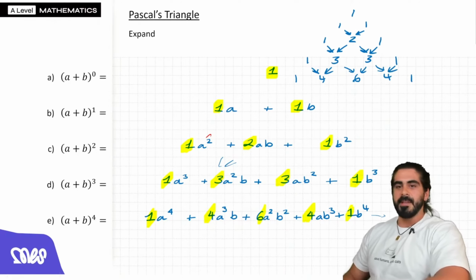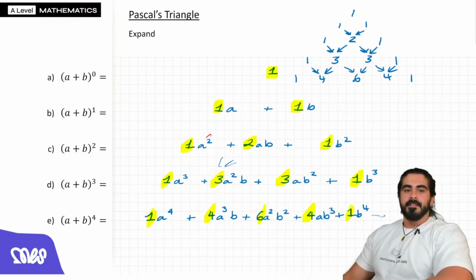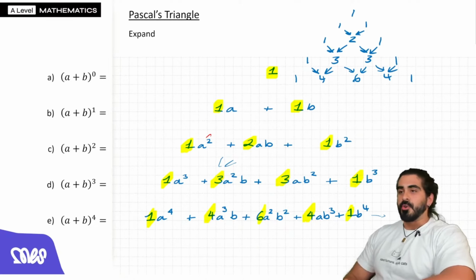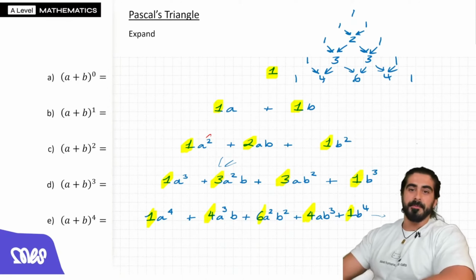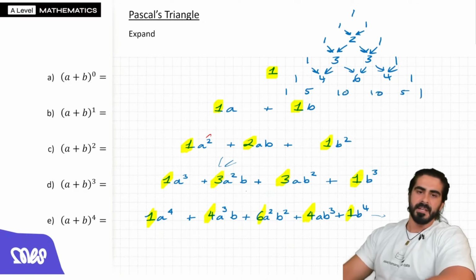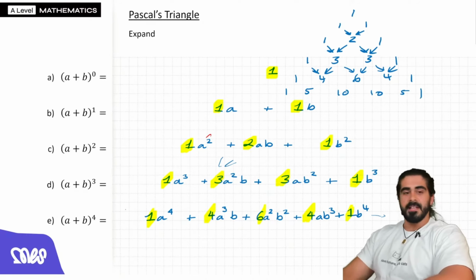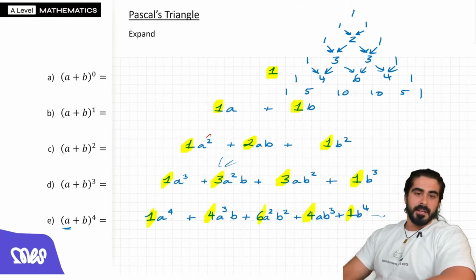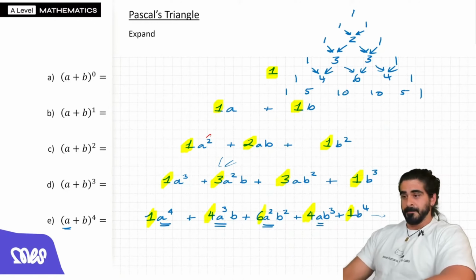I'm going to show you a shortcut to this, but this is Pascal's triangle, meaning if I was to expand to the power of 5, then I would know straight away that my coefficients become 1, 5, 10, 10, 5, 1. Now, what you might notice is that for the first term, the power goes down, 4, 3, 2, 1, and then it disappears.